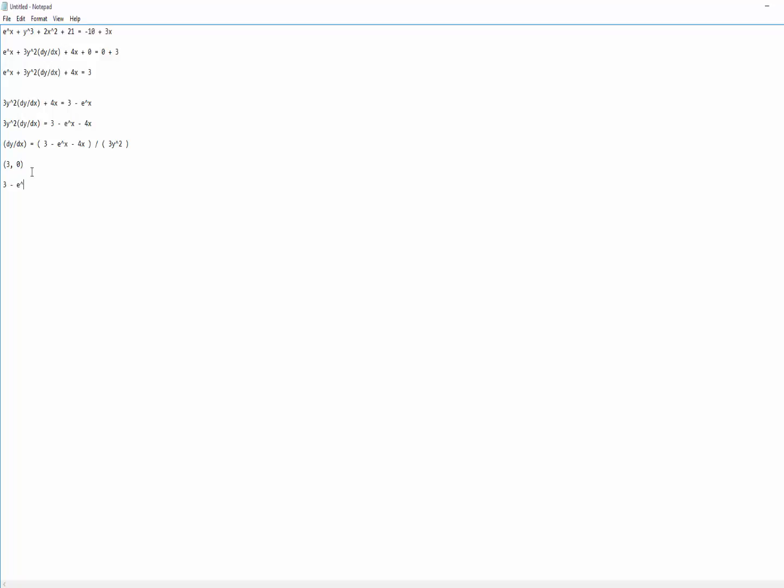3 minus e to the, which value do we put here? The x value, right? Yes, because there's an x there. Okay. E to the 3, and I'll just put it like that. Minus 4 times 3. There you go. Divided by 3. Are we gonna put 3 here also? Yes.